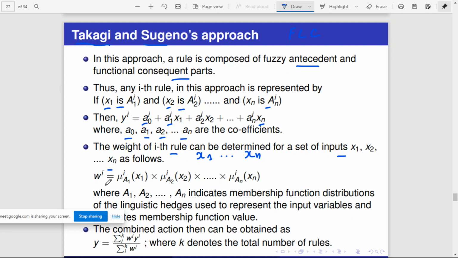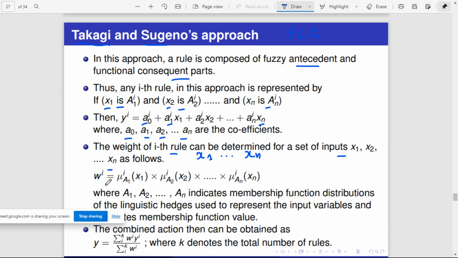One is we need y and the other one is weights we need. Okay, so to finally get the output, we apply this formula: y is equal to sigma i equal to 1 to k wi yi divided by wi, right? So this is the overall thing we are discussing, how Takagi and Sugeno's approach works, right?